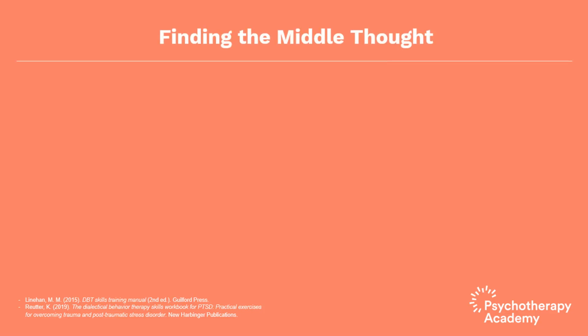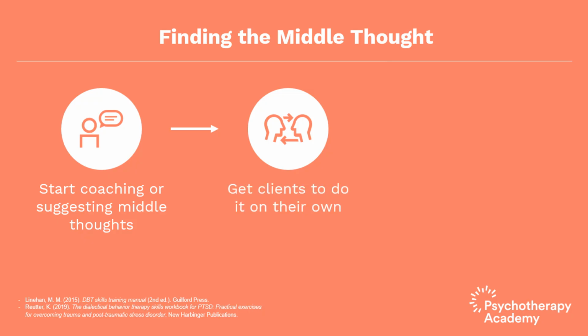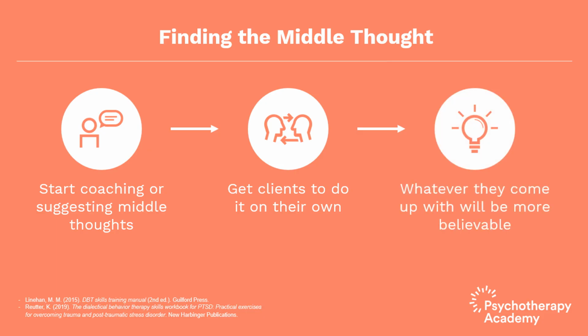Now, granted, you might be working with some clients that literally at first cannot come up with their own middle thought. Why? Because they're just brand new to this whole idea of dialectics. So at first, you might have to coach them and you might have to make suggestions for middle thoughts if they can't come up with any on their own. But eventually, you want clients to get to the point where they are doing this on their own, because whatever they come up with is going to be much more believable. And no surprise, because those thoughts came from their head, not yours.